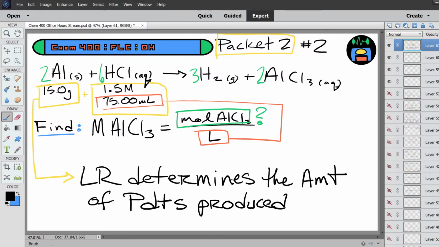Tatiana, that is spot on. The temperature is extra information for this part of the problem.